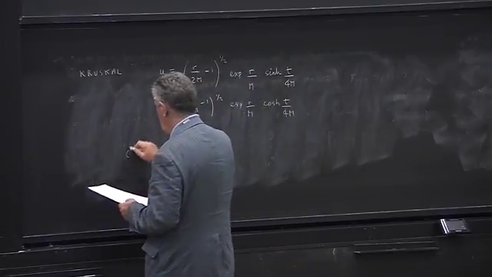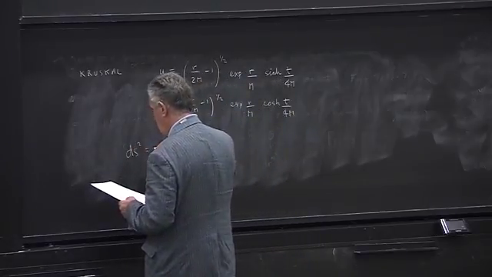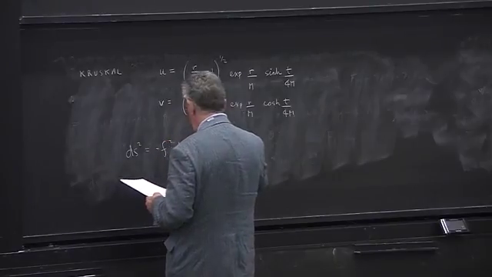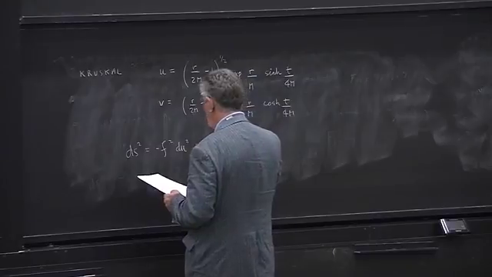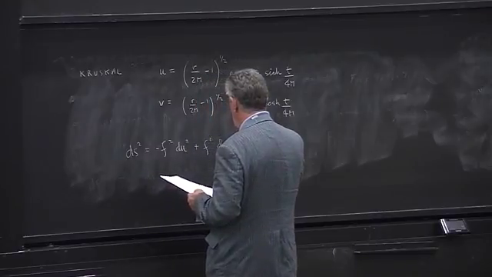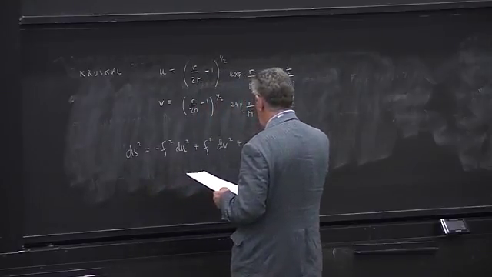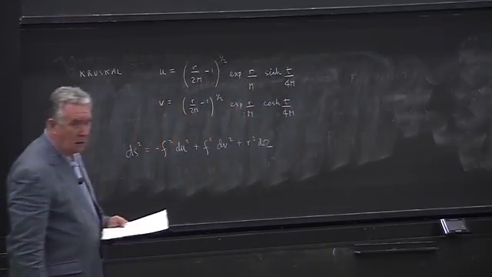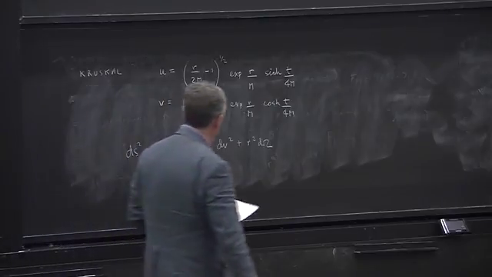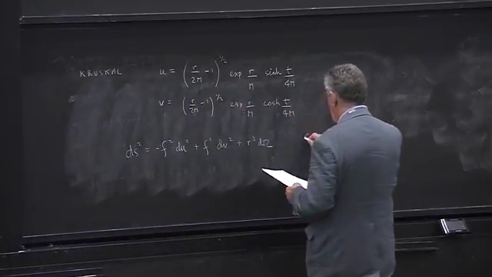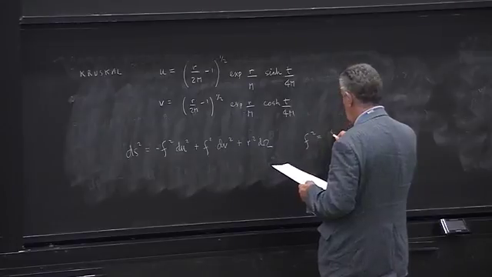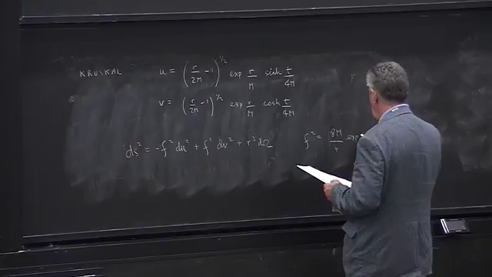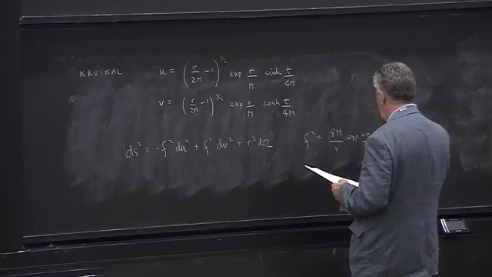Then the metric looks like this, where f squared is 8m over r, exponential minus r over 2m.